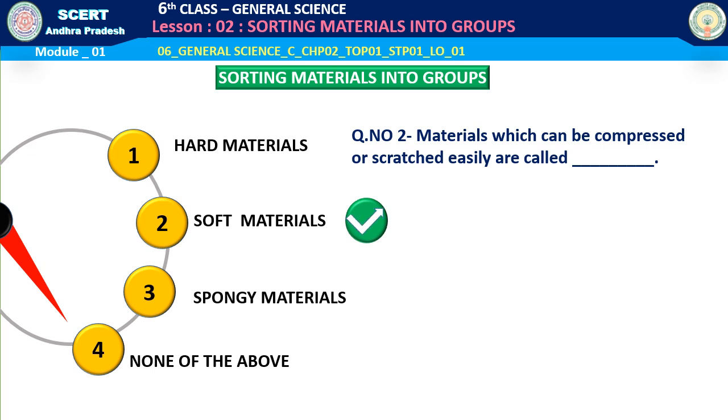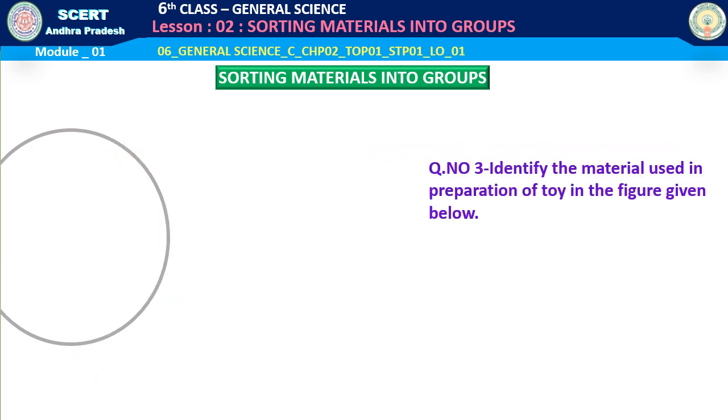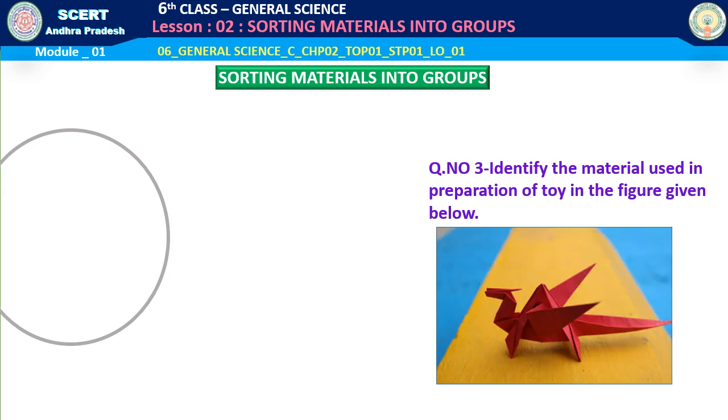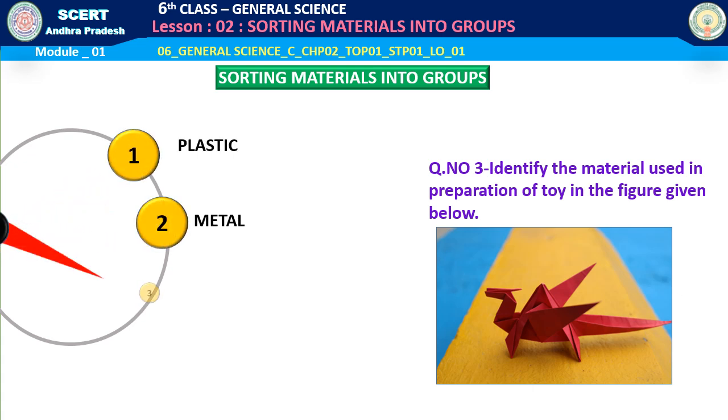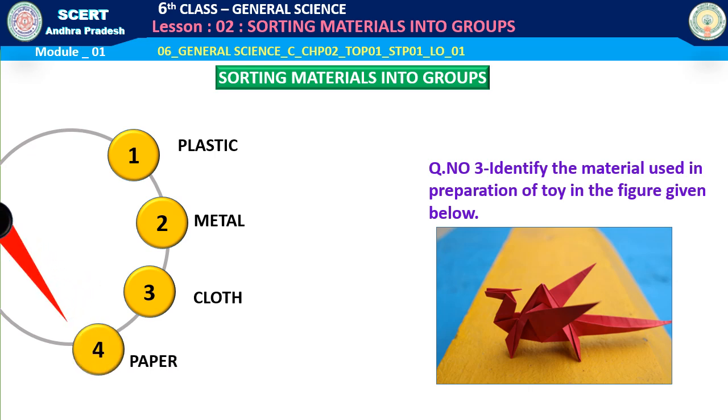Let us answer one more question. Identify the material used in the preparation of the tie in the figure given below. The options are plastic, metal, cloth, paper. Children, can you think of the answer? Yes, it is a paper tie and this tie is prepared by using paper.